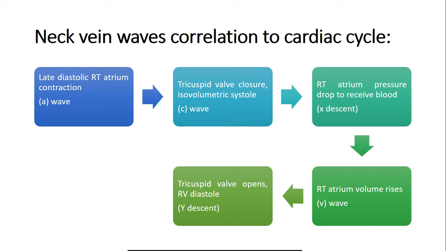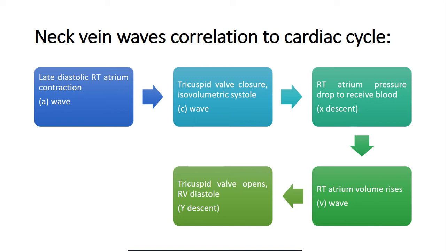Then the tricuspid valve will open and right ventricular diastole will start. The blood will pass by gravity in the slow early phase of the diastole, and the pressure will drop again in the right atrium because it is losing its blood to the right ventricle, so it will be transmitted as a downward wave, which is the Y descent.